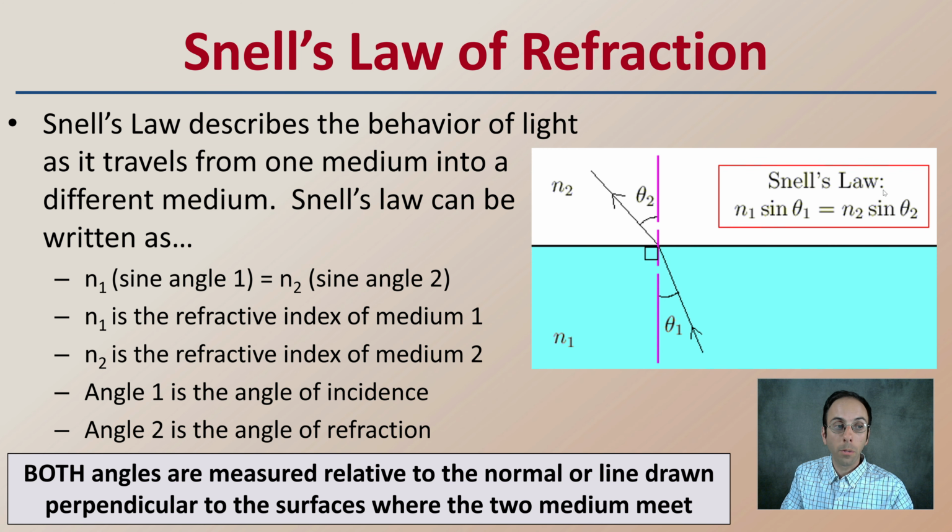Now, Snell's law of refraction. Snell's law describes the behavior of light as it travels from one medium into a different medium. And Snell's law can be written as n1, which is referring to the refractive index of substance 1, times the sine of angle 1, equals the refractive index n2 of substance 2, times the sine of angle number 2. Both of these angles are measured relative to the normal, a line drawn perpendicular, as we can see indicated here, to the surface where the two mediums meet.